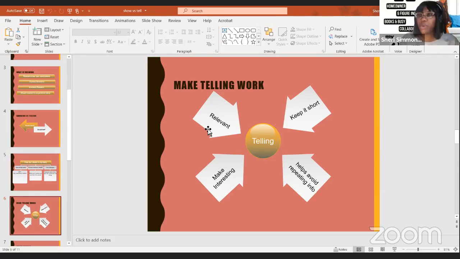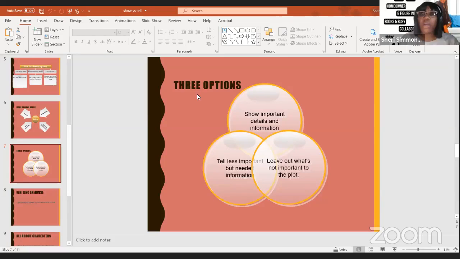And how do we make telling work? When you tell the story, like I said in the beginning, it takes away from the reader's experience. So you want to keep it short. You don't want to give too much detail. You don't want to keep repeating the same information. Make sure it is relevant to the story, and make sure the parts you're telling are interesting, because nobody wants to read a boring book, right? So you have three options. You could show your important details, you could tell the less important but needed information, or you just leave out what's not important to the plot.